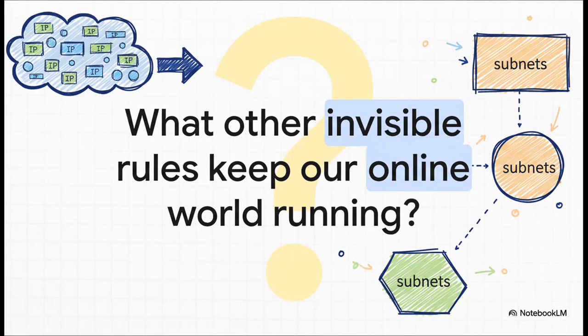So when you look back, we've seen how subnetting took the potential chaos of a limited address space and brought a logical, scalable order to it. It's one of those foundational, invisible rules that just makes our digital world work. And that leaves me with one final thought for you. What other invisible rules are out there quietly keeping our online world running smoothly every single day?